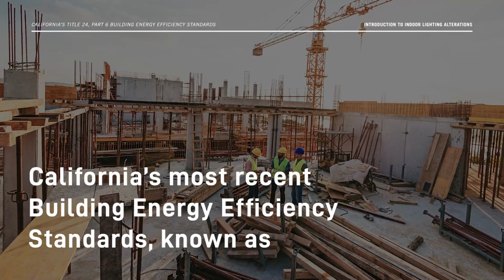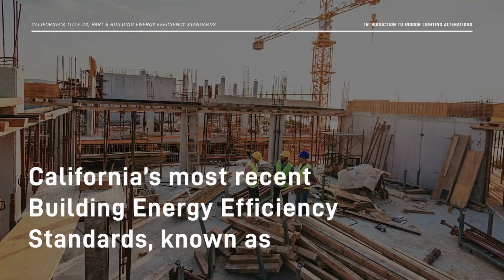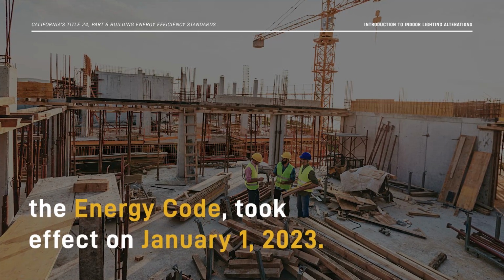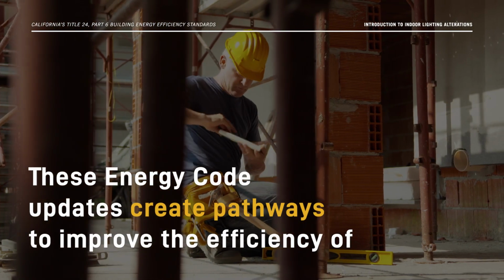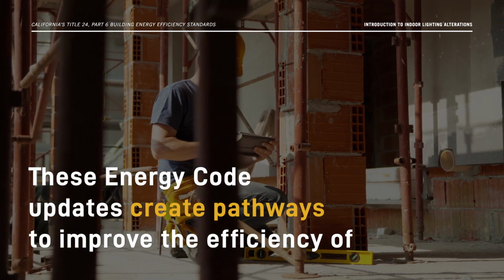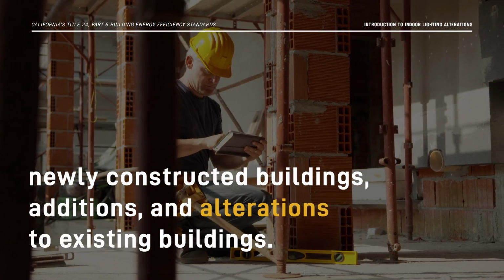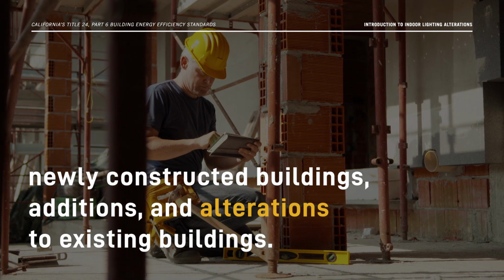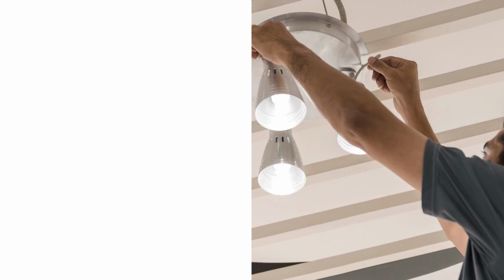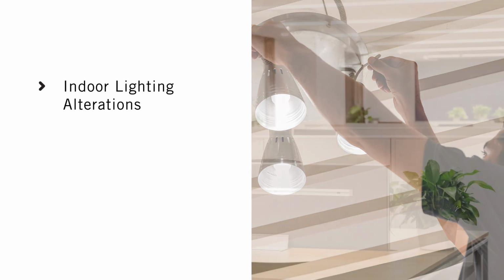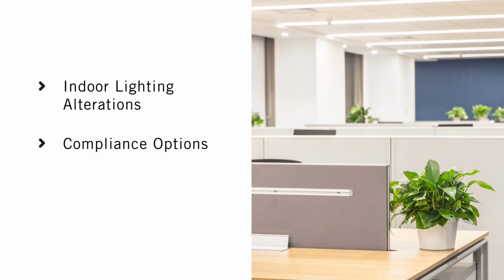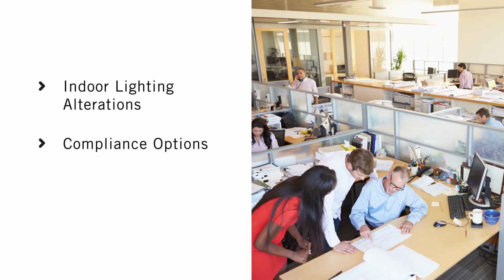California's most recent building energy efficiency standards, known as the Energy Code, took effect on January 1, 2023. These Energy Code updates create pathways to improve the efficiency of newly constructed buildings, additions, and alterations to existing buildings. In this video, we'll provide an overview of indoor lighting alterations, the compliance options for indoor lighting alterations, and the compliance thresholds for these projects.